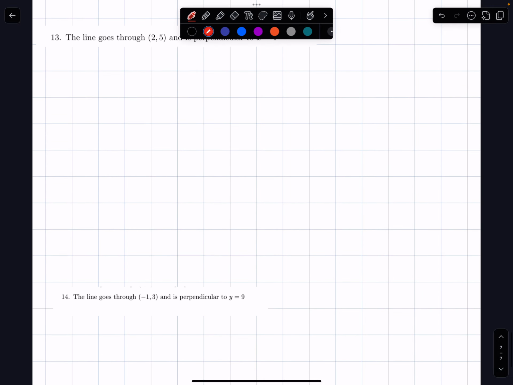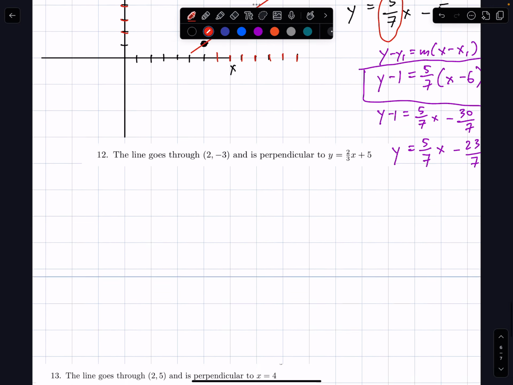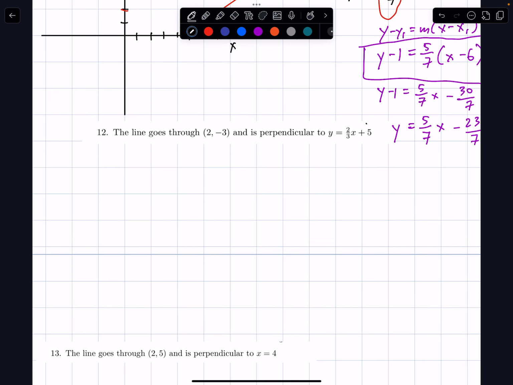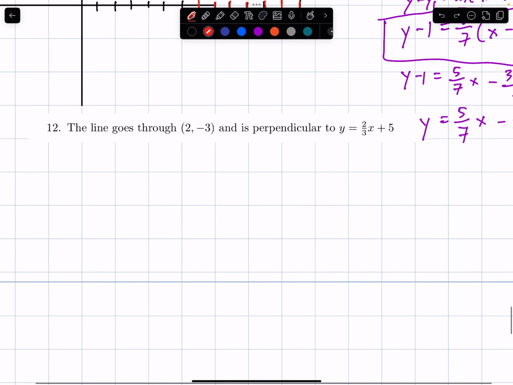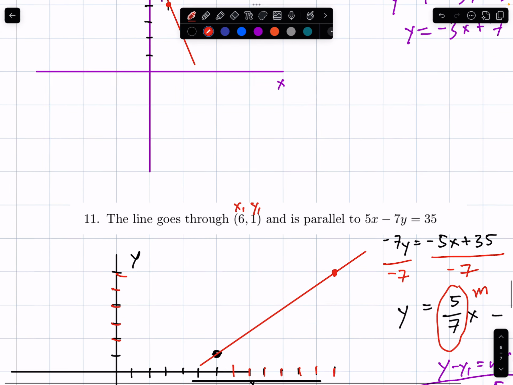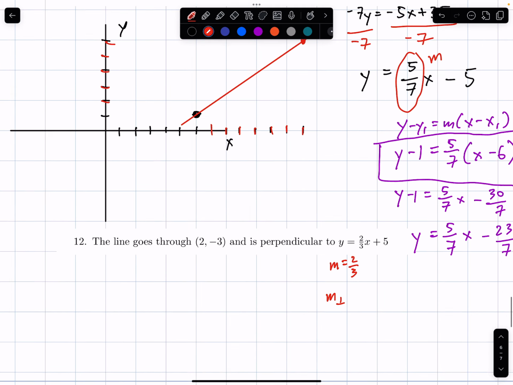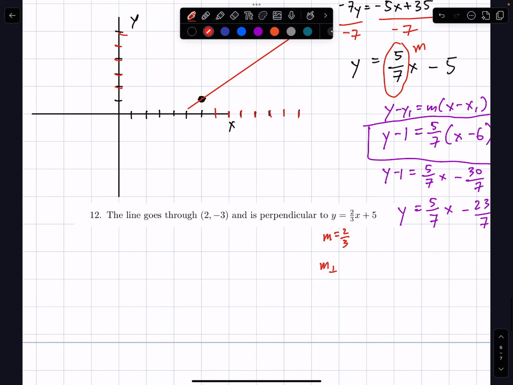Okay, how many more we got? We got 3 more to go, but the last 2 are actually easy because they are the horizontal and vertical lines, so those will be simple. Okay, perpendicular to y equals 2/3 x plus 5. That's nice because the original m was 2/3. That means my perpendicular slope. Wait, did I answer that one correctly? Yeah, last 2 are both parallel. Okay, just double checking myself.